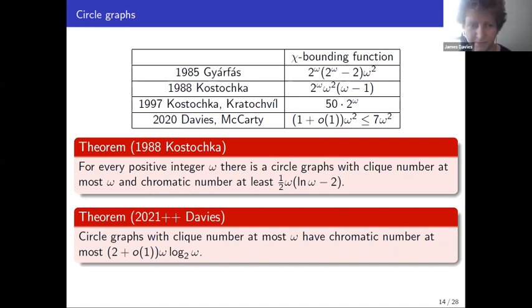I want to give a very sketchy sketch of how you prove this quadratic and this ω log ω bound. So there's going to be some missing details, but hopefully there'll be enough here so that you can see what style of argument this is and also how the clique number comes into play.